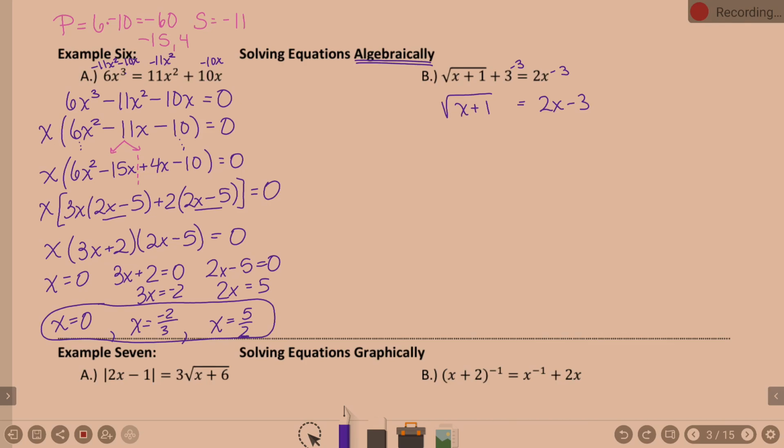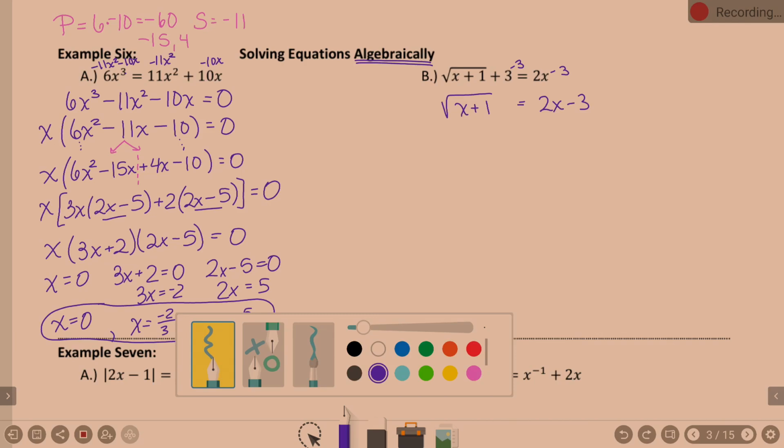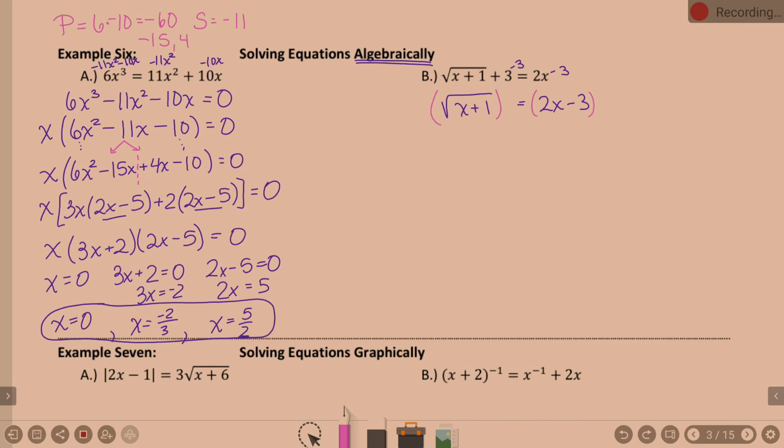Now what? Get rid of the square root. And to get rid of the square root, I'm going to square both sides of the equation. What is the square root of x plus 1 squared? x plus 1. Yeah, the square and square root cancel each other out. What about 2x minus 3 quantity squared? 4x squared minus 6x or minus 12x plus 9. Are you guys with her?